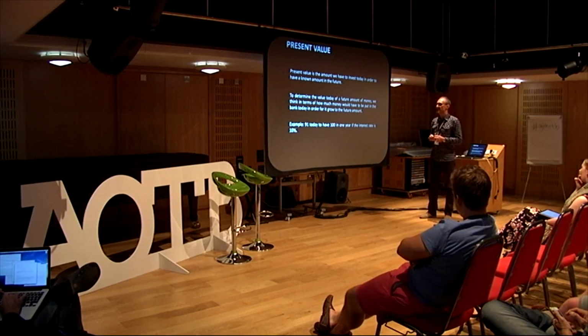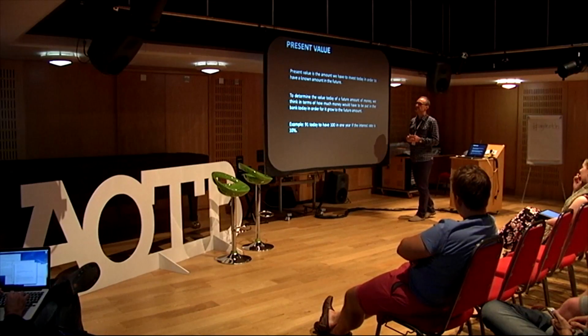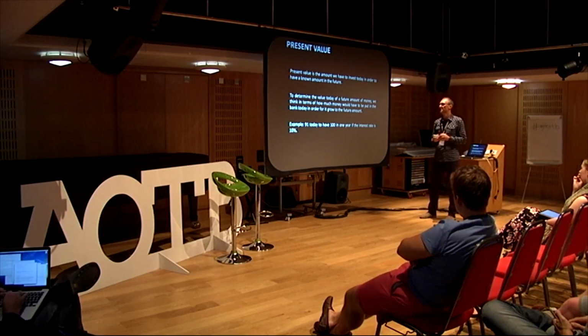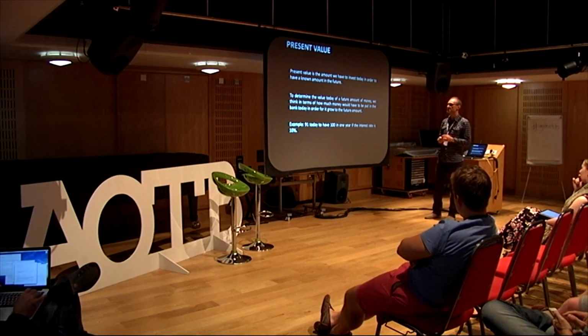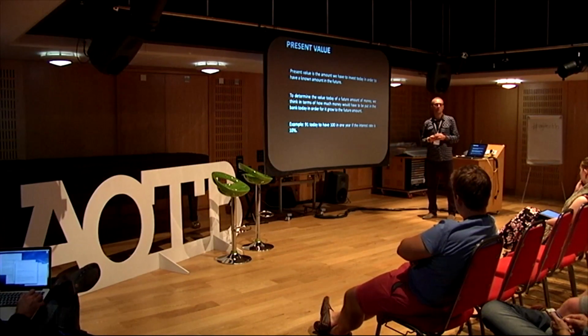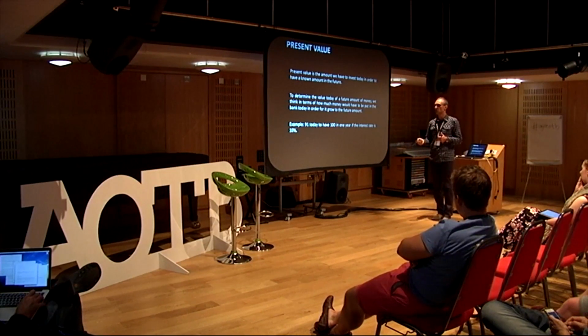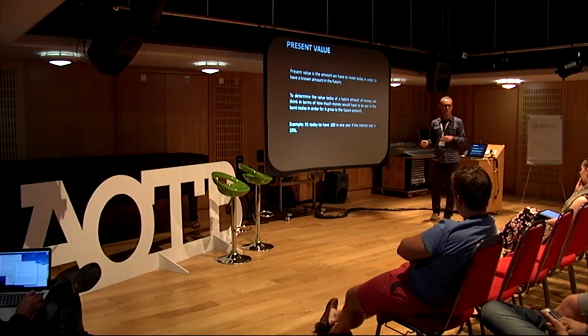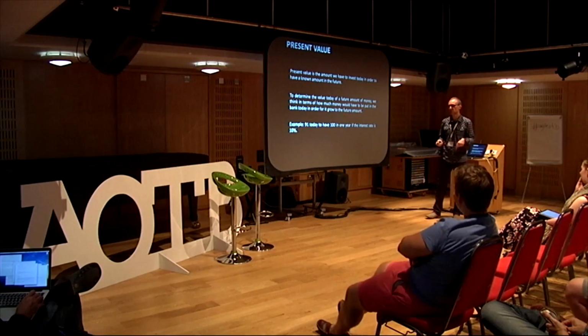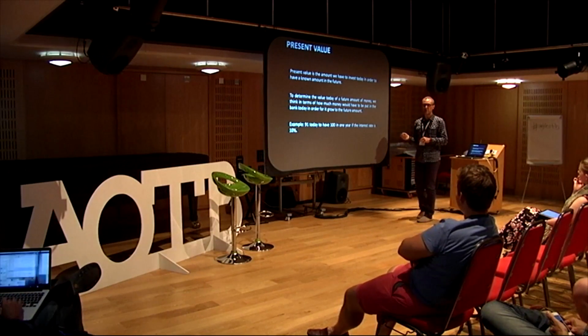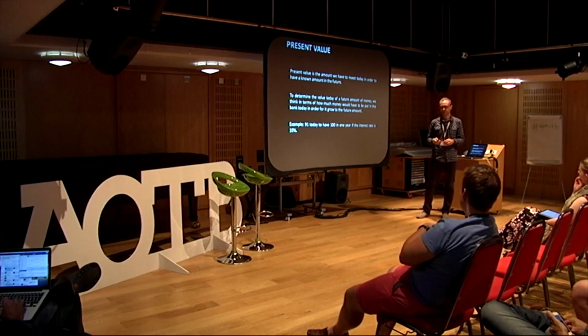To determine the value today of a future amount of money, we think in terms of how much money we have to put in the bank today in order for it to grow to the future amount. The easiest example is to have an amount of £100 in 1 year and assuming an interest rate of 10%, today that amount of money for me is £91, because I have to put in the bank £91 today to have £100 in 1 year.